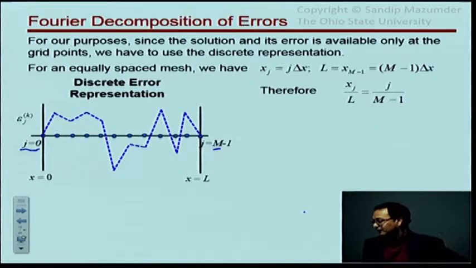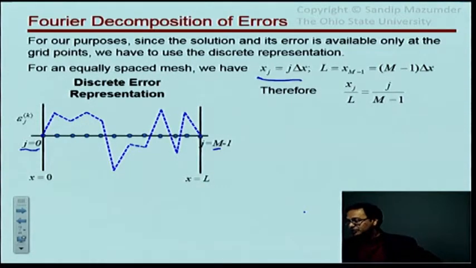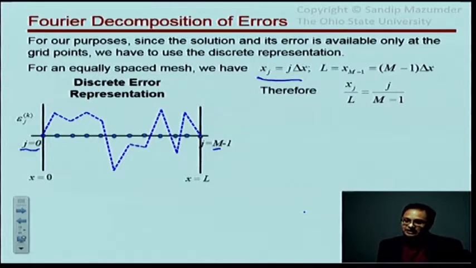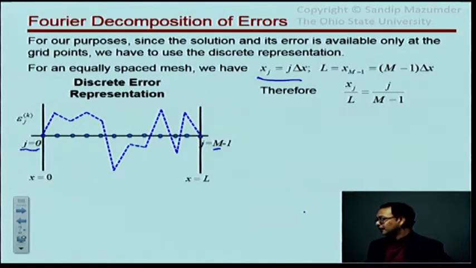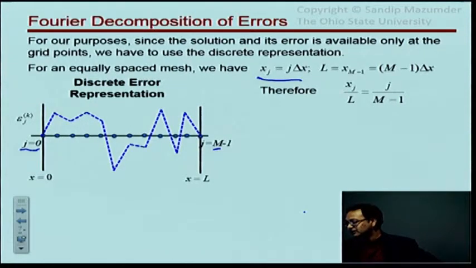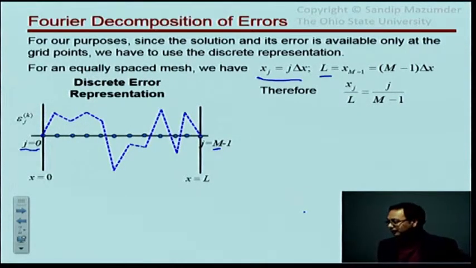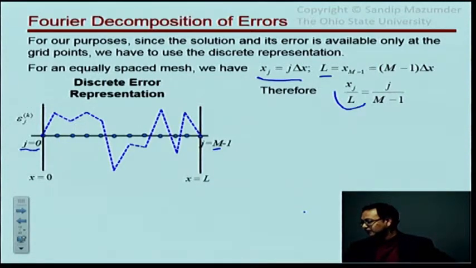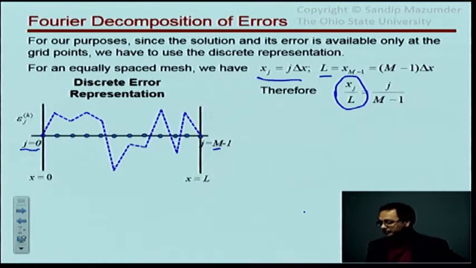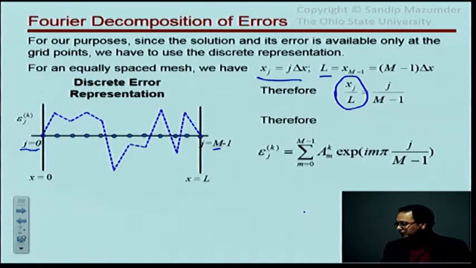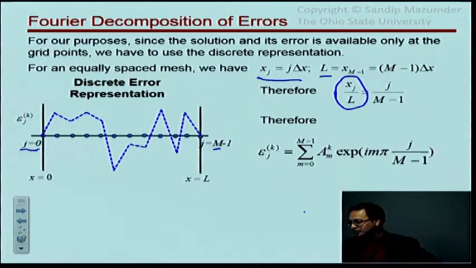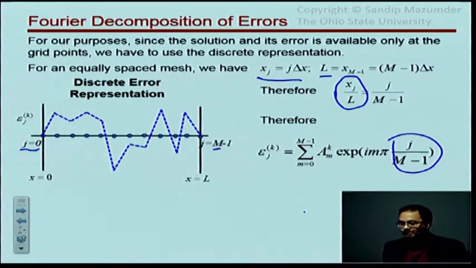So if we do that, then our x_j, which is the nodal location, is j times delta x. So j equal to 0 gives me 0, which is the left end, and j equal to m minus 1 gives me L. Okay, so therefore my x_j over L, this actually shows up in my Fourier series, you'll see shortly, is simply j over m minus 1. Okay, the delta x cancels out. So my Fourier series, which had the x_j over L right here, I've replaced that there. Okay.